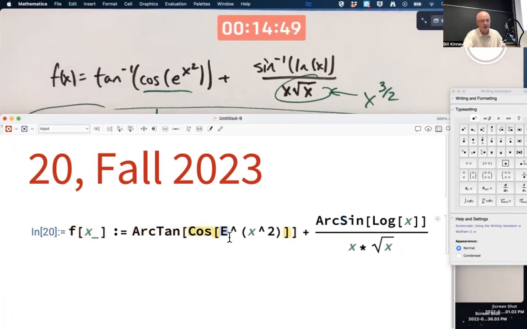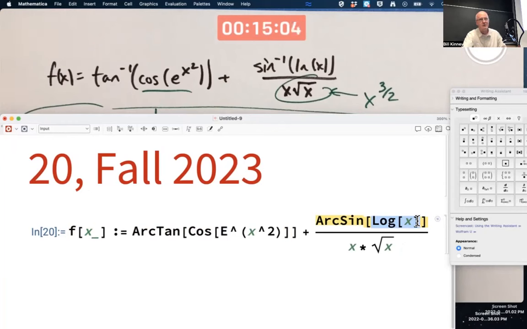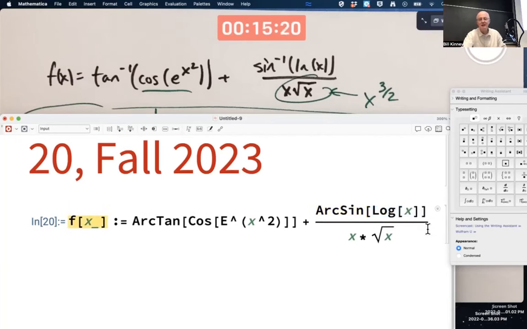Here's the number E, capital E, raised to the x squared power. Ln of x, I mentioned this once in Mathematica, is actually log. I know, confusing. Mathematica is created by Stephen Wolfram. He's a physicist. Physicists tend to write natural log as log. Actually, advanced mathematicians do as well, because that's the best log, so why not just call it log? So there, that's the function.